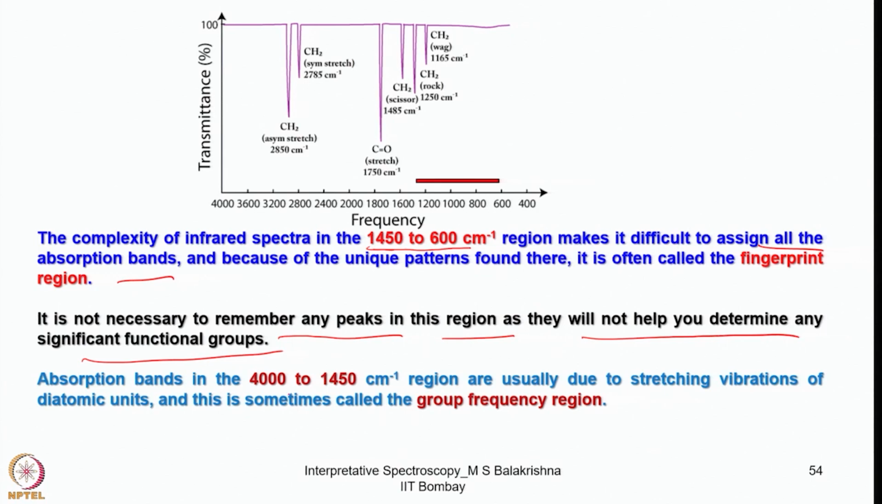Absorption bands in the region 4000 to 1450 are usually due to stretching vibrations of diatomic units, and this is sometimes called the group frequency region. This is also quite important.